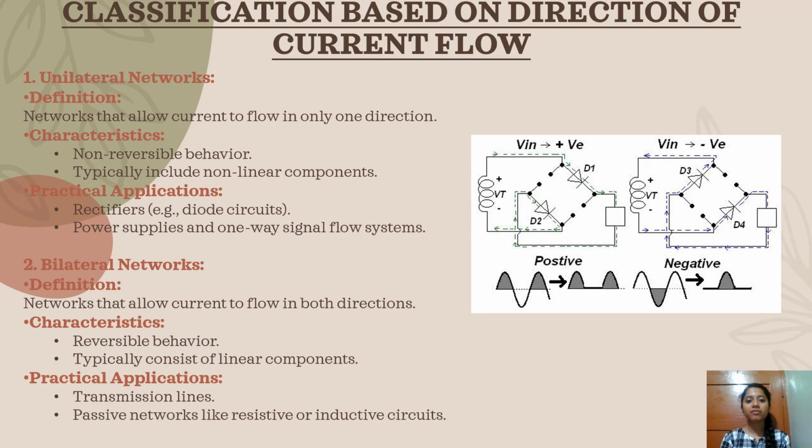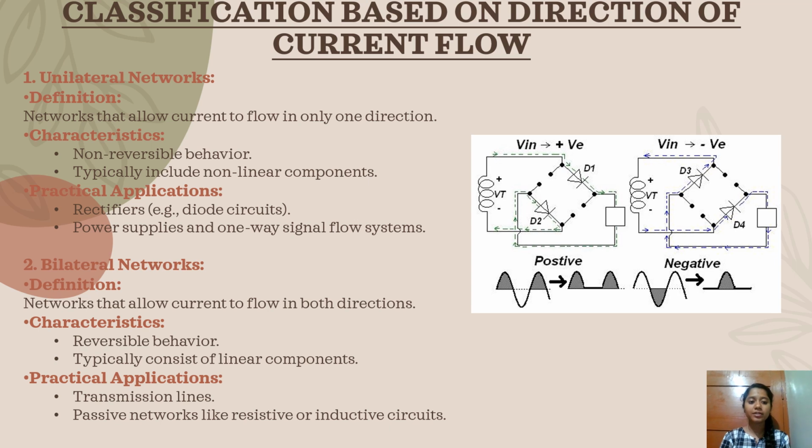Our next type of classification is based on direction of current flow. So the first one is unilateral networks. These are the networks that allow current to flow in only one direction, and their characteristics are: it is non-reversible in behavior and typically includes non-linear components. And their practical applications are they are used in rectifiers, power supplies, and one-way signal flow systems.